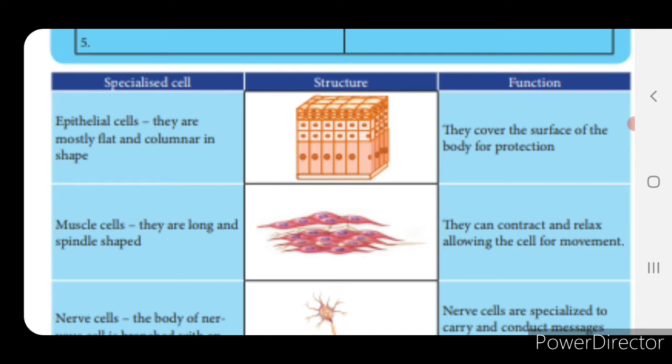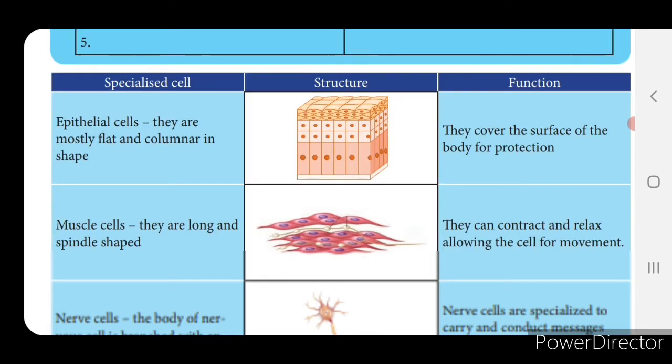Epithelial cells are mostly flat and columnar in shape. The function is they cover the surface of the body for protection. So they will be present on the skin of the body.